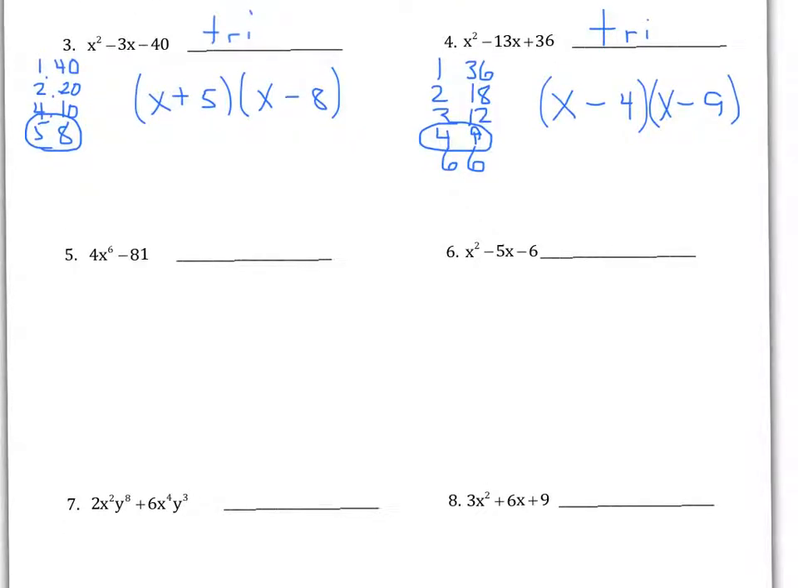Number 5, 4 and 81 are perfect squares, and you've got that minus sign in the middle, so we're going to jump right to difference of 2 squares. The square root of 4 is 2. Remember, we take that exponent and cut it in half, so that's going to be 2x to the third. The square root of 81 is 9. So there's the first one, and then you write its conjugate, 2x to the third minus 9.